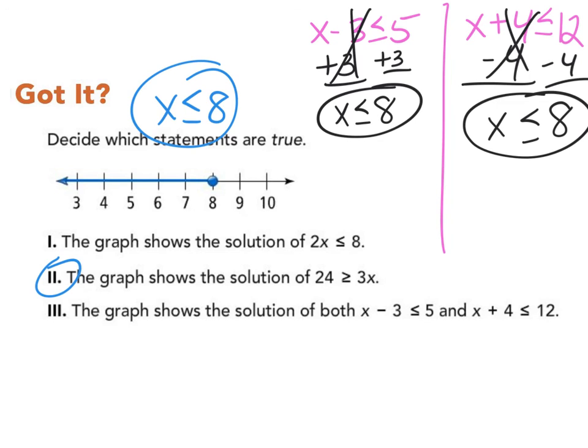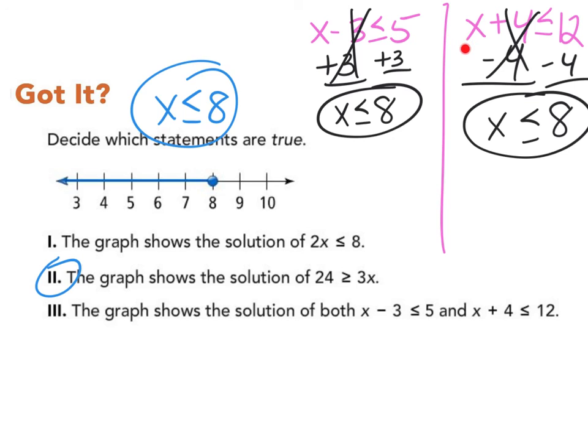Okay, so I went ahead and did the work with these two inequalities. On the left side, I had x minus 3 is less than or equal to 5. I isolated the x by getting rid of the 3 by adding 3 to both sides. And I came up with x is less than or equal to 8, which matches the graph.